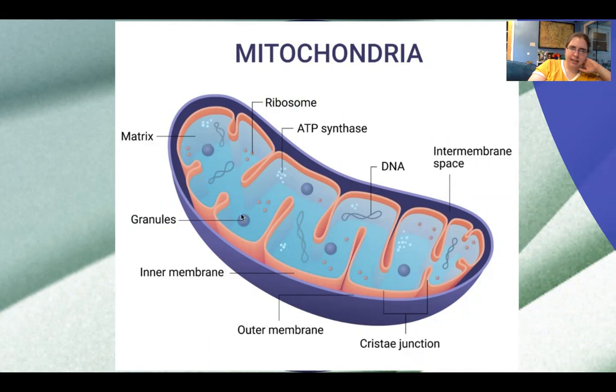And inside, we have a jelly-like substance called the matrix or mitochondrial matrix. We also do have some proteins like ATP synthase. We have the intermembrane space. We have some granules. We have some ribosomes. And yeah, the mitochondria actually has its own DNA, which is pretty cool.